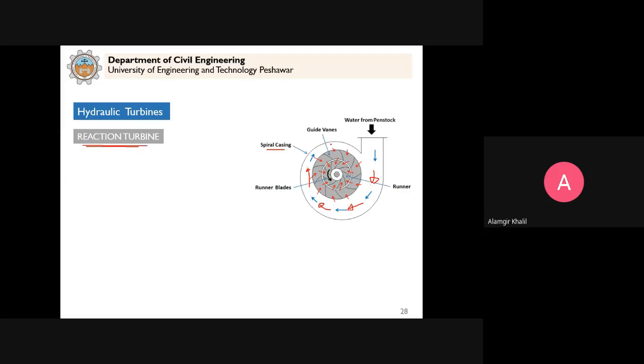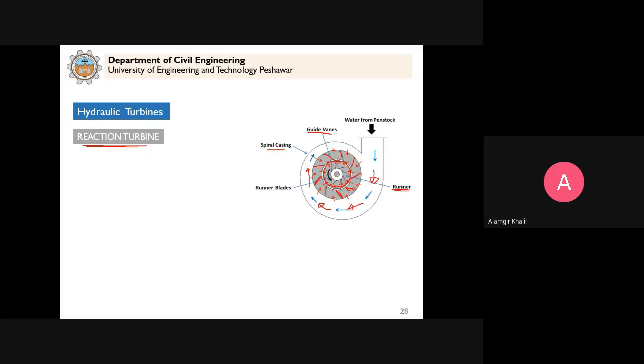Then the water goes to the guide vanes. I showed you the picture before. These guide vanes are stationary vanes. They just guide the water so that it enters the moving vanes at the required angles. The purpose is to reduce the shock loss that we studied in pumps also. So it guides the water so that it can enter this rotating element. This is the impeller in case of a pump, but in case of a turbine, this rotating element is known as a runner.